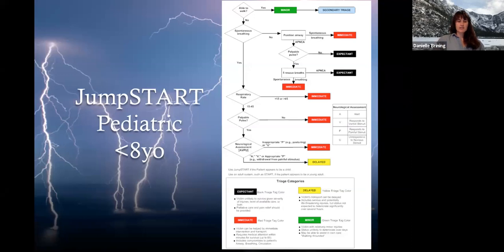So JumpSTART is used for children less than 8 years old, and it's pretty similar to START. The green is the same, the minor walking wounded. Then you go to spontaneous breathing, but the black label is where it changes. You position the airway and check if there's spontaneous breathing. If there isn't, you don't automatically label them black here. You check for a pulse. If there's no pulse and no breathing, that's when you label them black.